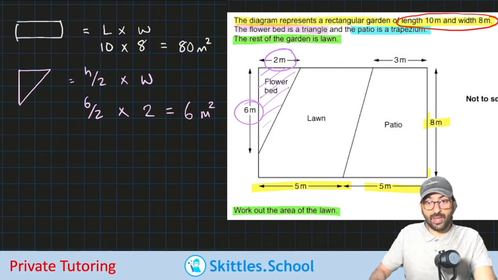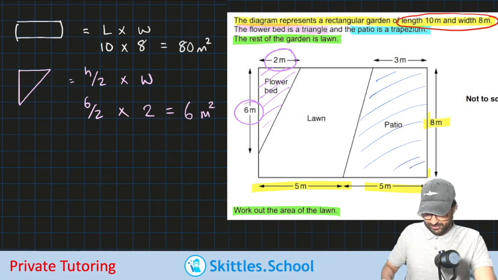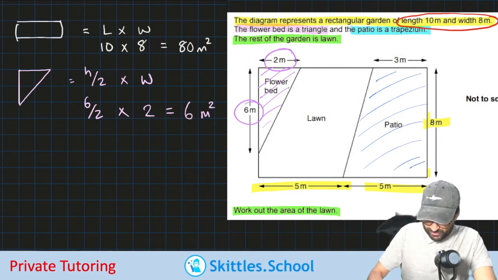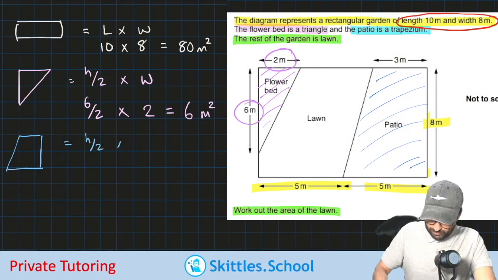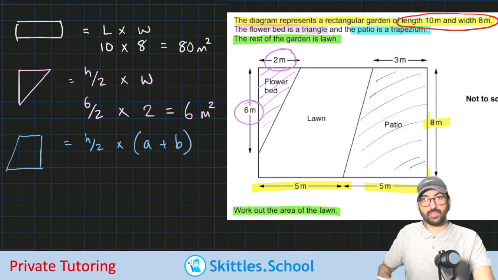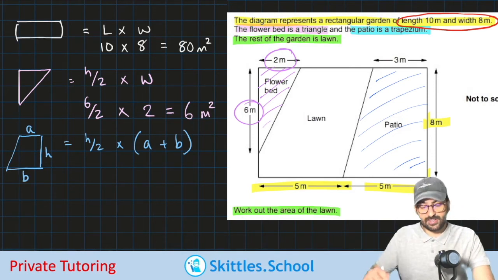Now, let's do the area of the patio, which is this space here. And we're told it's a trapezium. So what is the area of a trapezium? How do we work it out? Well, the formula is a half the height multiplied by brackets a plus b. So the height is fairly easy, but a and b. a is the length of the top side, and b is the length of the base.